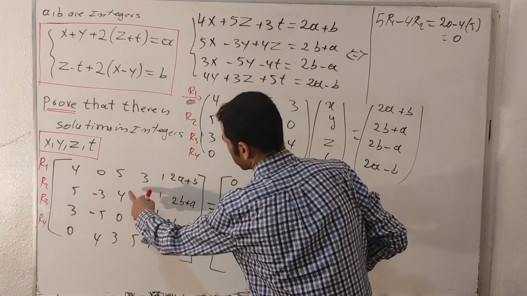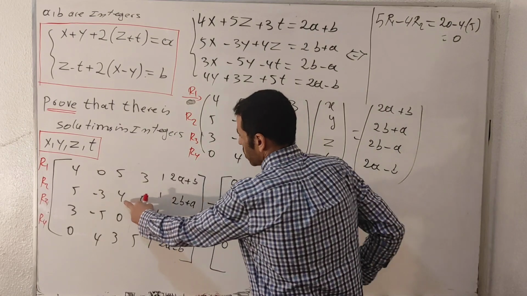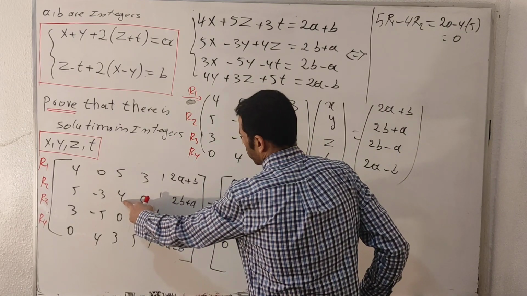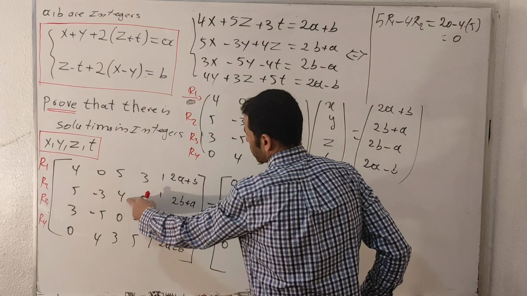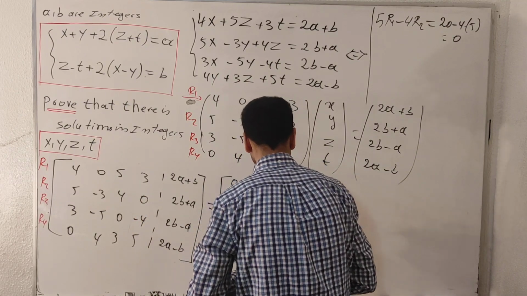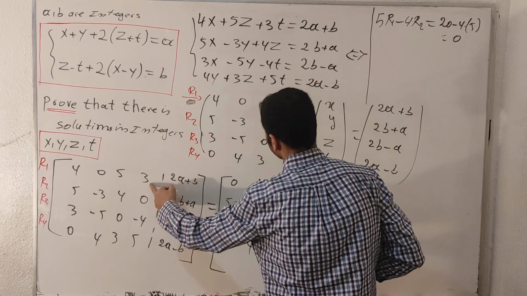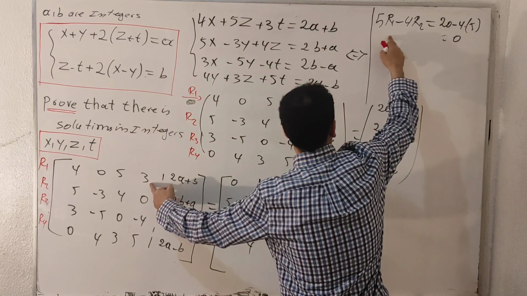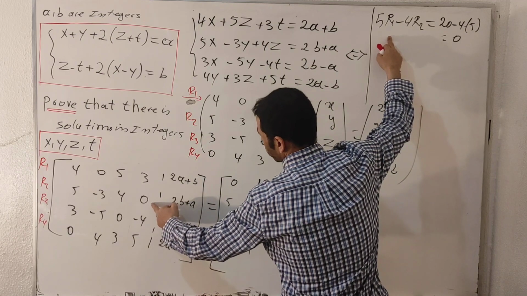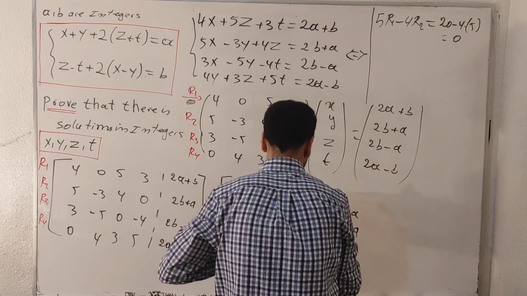For the third value, we'll have 5 multiplied by 5, which is 25, minus 4 multiplied by 4, which is 16. So 25 minus 16 is 9, and the third value is 9. Now I'm going to look at the fourth one. 3 multiplied by 5 is 15, minus 0, which is 15.